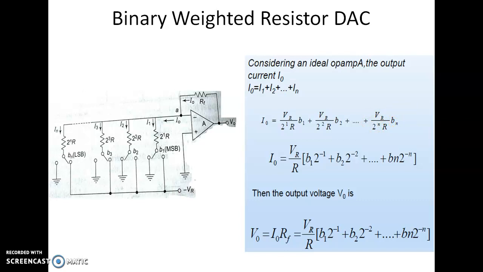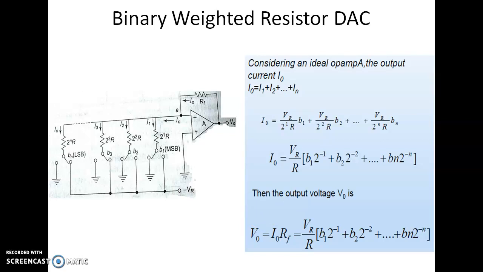We can put the value of each bit as either 0 or 1. So I0 is equal to VR upon R into bracket b1 2^-1 plus b2 2^-2 plus dot dot dot plus bn 2^-n. We know that the output voltage VO is equal to I0 into RF. So VO is equal to VR into RF upon R into B1 into 2^-1 plus B2 into 2^-2 and so on. This is the required expression for the output voltage.